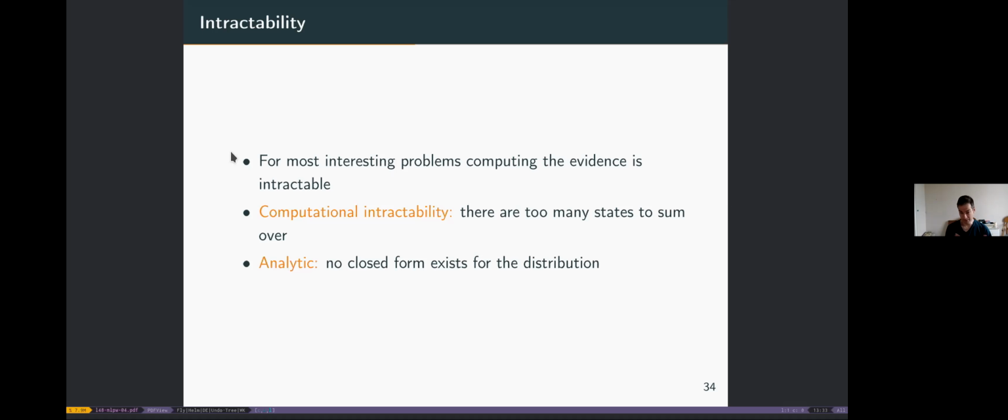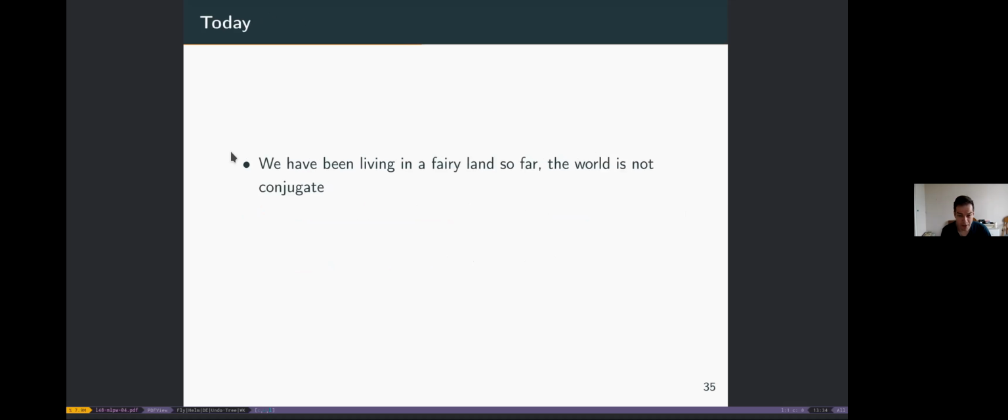So either it's computationally where I have too many states to sum over, or it's analytic where there is no closed form for the distribution that I get. So effectively, this is something that happens pretty much straight away when we start making more interesting models. So what we're going to do now is try and move ourselves out from the fairyland that we've lived in so far, where we've just looked at conjugate models. Interesting models are very rarely conjugate.